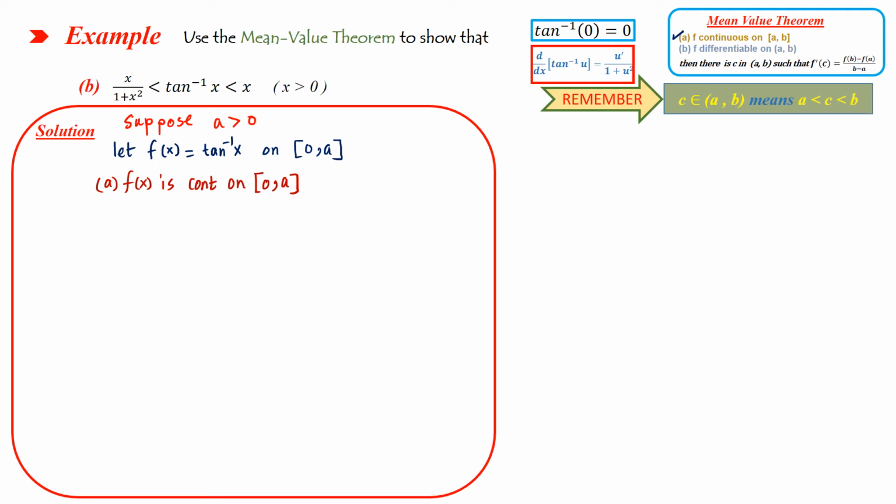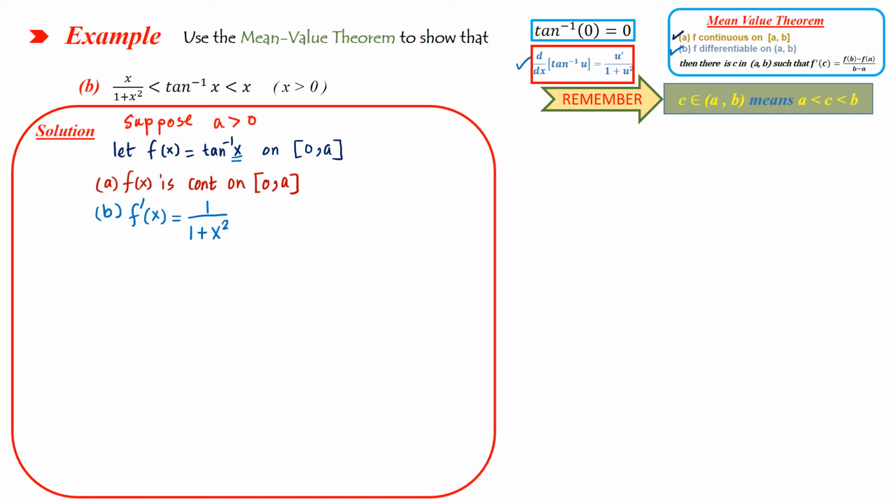The second condition, you have to check the differentiability of this function on the open interval from 0 to a. So for part B, you have to find f prime of x, and the derivative of tan inverse of u in general equals u prime over 1 plus u squared. The function here is x, so the derivative of tan inverse of x is 1 over 1 plus x squared.